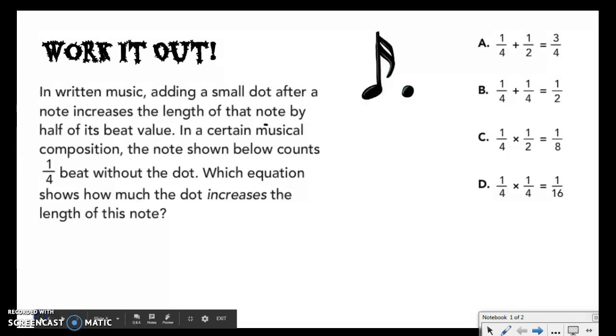Alright, in written music, adding a small dot after a note increases the length of that note by half of its beat. In a certain musical composition, the note shown below counts 1/4 beat without the dot. Which equation shows how much the dot increases the length of this note? To figure out which one is the correct answer, write out your work, and then play the video again to figure out which one, if you were right.